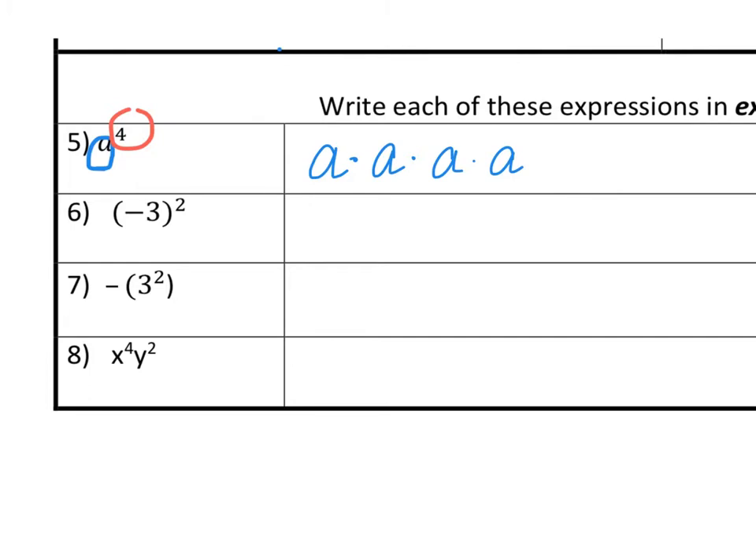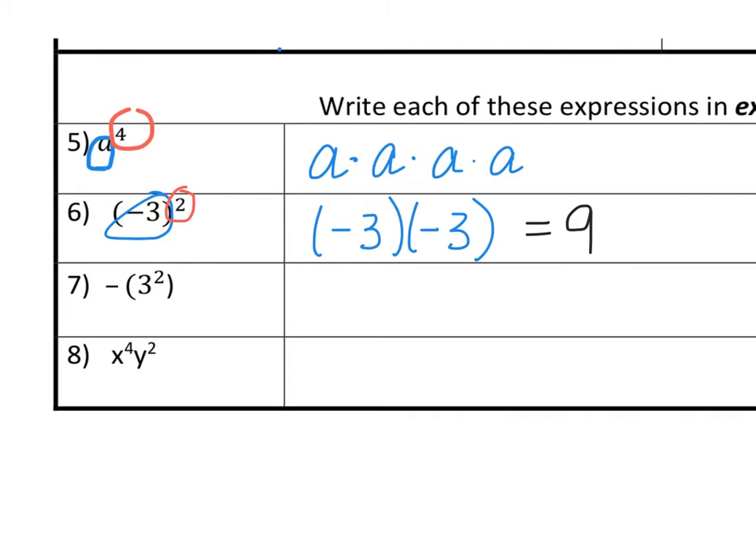In example number 6, our base is -3. The exponent tells me that I need 2 of them, so I'm going to multiply -3 times itself 2 times. And if we wanted to evaluate this, -3 times -3 is equal to a +9.